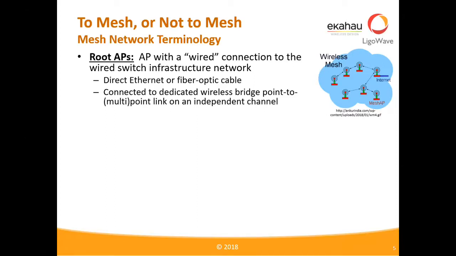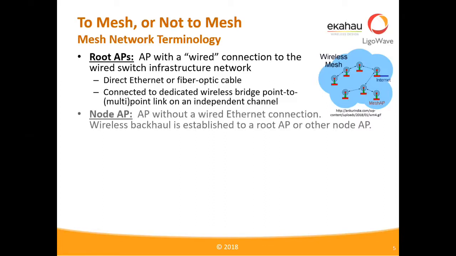It can also be, and this is very important, that you connect the root AP to a wireless point-to-point or point-to-multipoint bridge, because those bridges act like a wireless wire. So from the perspective of the mesh root AP, it thinks it has a wired connection, even if you're doing it over a point-to-point link on a separate channel. And that's really important when we get into how to design for mesh, to have that option in mind. You also have your node APs, which are your APs without a wired Ethernet connection.